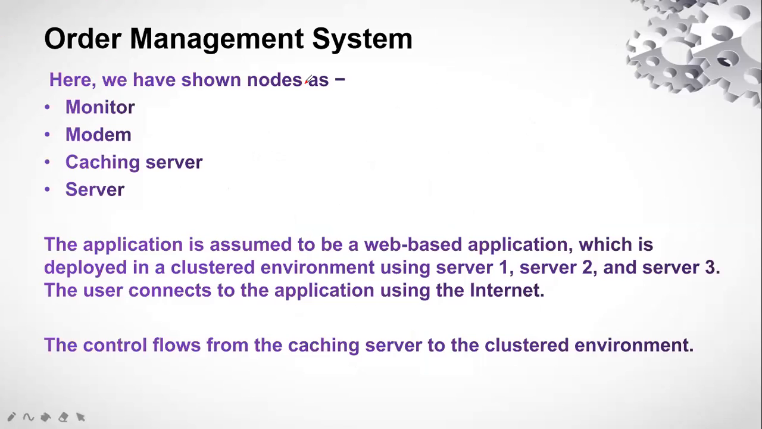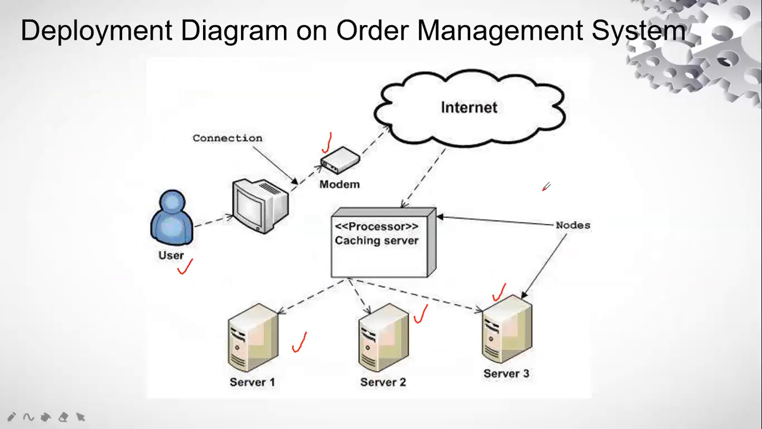Now, see what the order management system has. First thing, how do we find out what the nodes are? The first step is to find out what nodes we are going to need. We have the monitor as a node, the modem as a node, the caching servers as a node, and lastly the server as a node. We can say that this application is a web-based application because the internet is being processed.